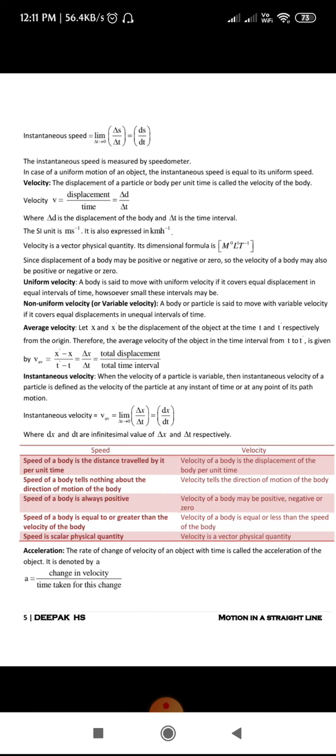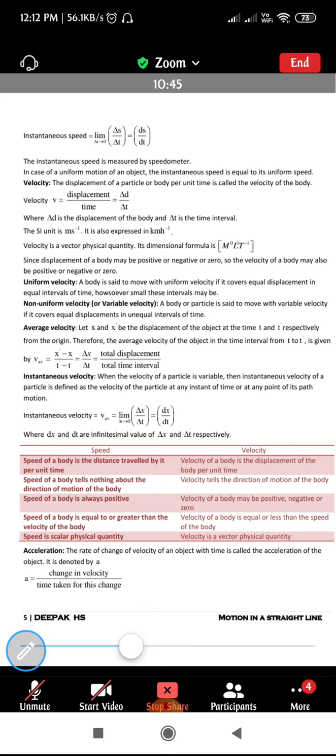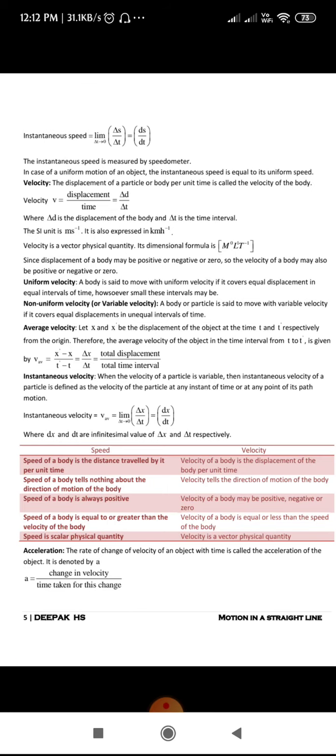Next, coming to instantaneous velocity. When the velocity of a particle is variable, the instantaneous velocity of a particle is defined as the velocity of the particle at any instant of time or at any point of its path of motion. Okay. It is the same as what we studied in the case of instantaneous speed. Only the thing is, in place of speed we are replacing velocity. Rest of the things are one and the same.